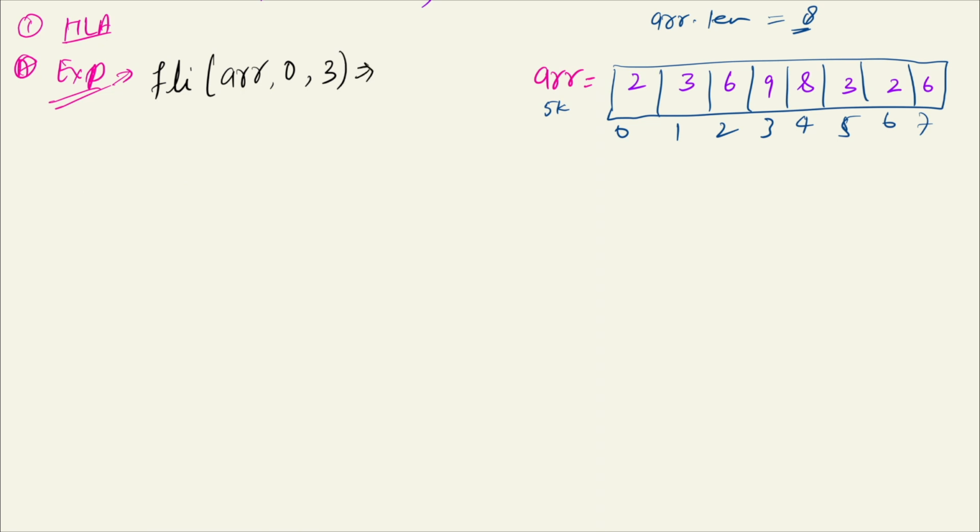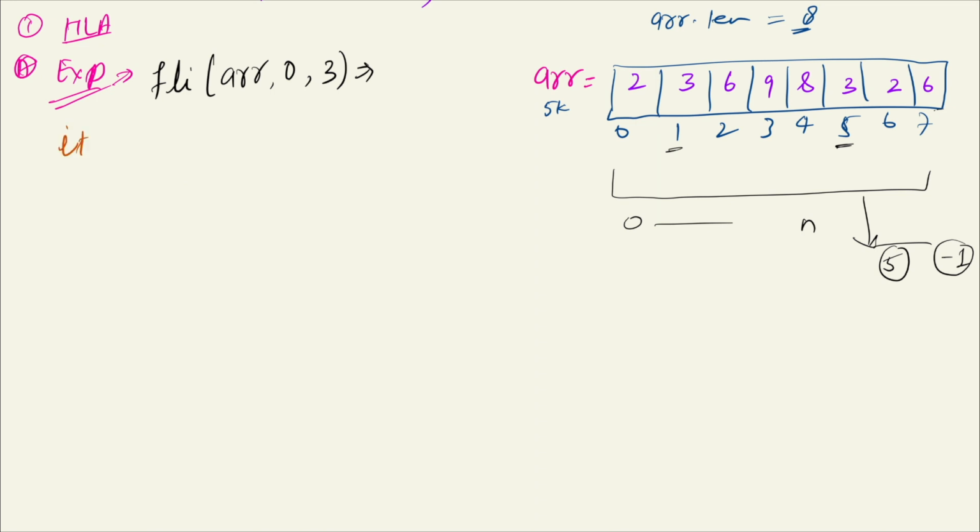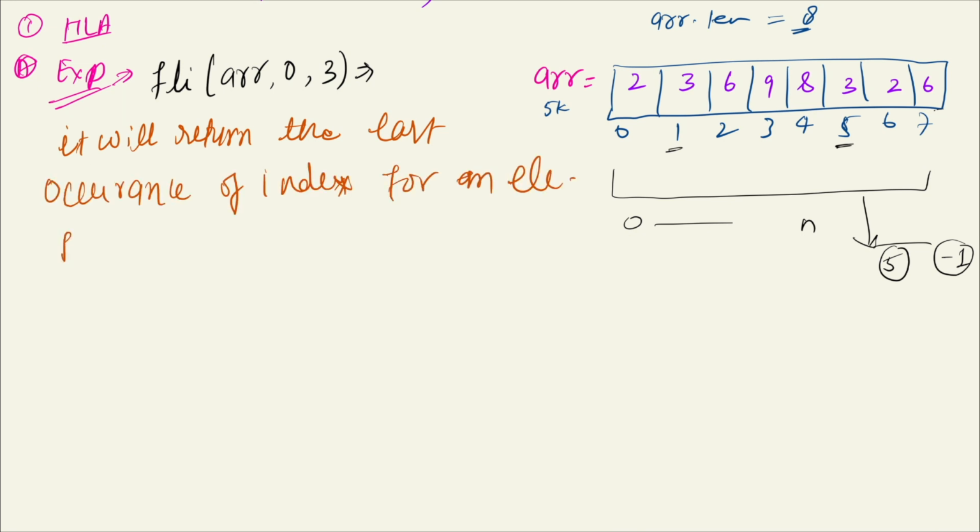It will find out the index of 3 from 0 to n, and it will return either the index which is 5 here or 1 here. It will find the last one, that will be 5, so it will return 5. If it is not inside the array, then it will return -1. In words we will write: it will return the last occurrence of index for an element, from 0 to n. We need to focus on this one. It is looking from 0 to n, and if it doesn't find it, it will return -1. So this will be our expectation.